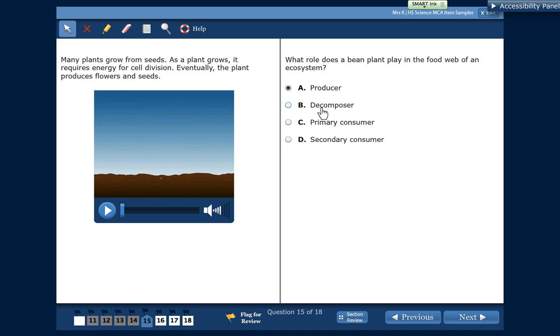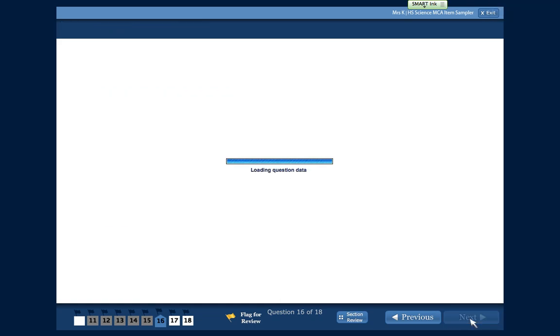It's not a decomposer. That's like a mushroom. A primary consumer, they might get you on that one. That's something like anything that eats plants, so a rabbit or deer. A secondary consumer is what eats the primary consumers. So the answer would be producer.